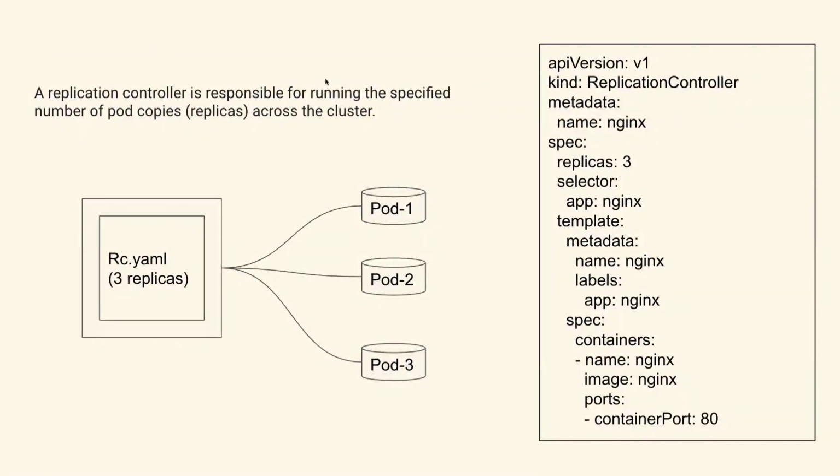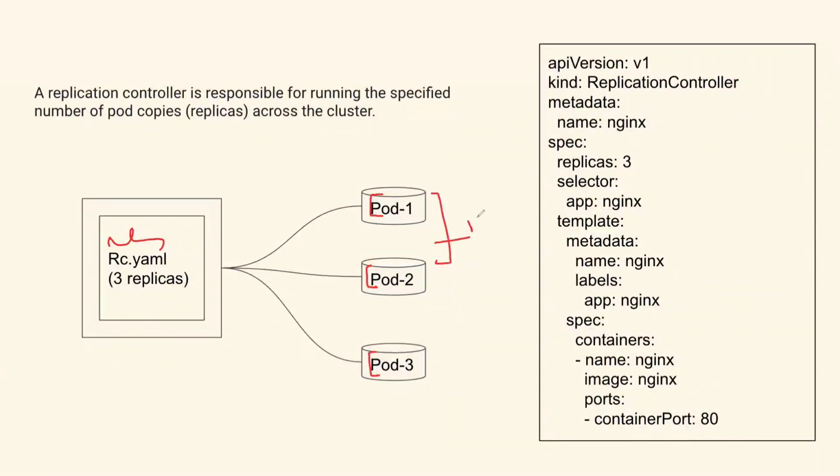So what is replication controller? Replication controller is responsible for maintaining the number of pods across the cluster. Usually we represent replication controller in rc.yaml. And in this rc.yaml, if we mention that we need 3 replicas, then there will be 3 pods running, maybe on the same node or different nodes.